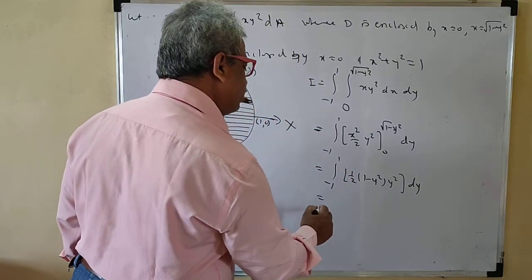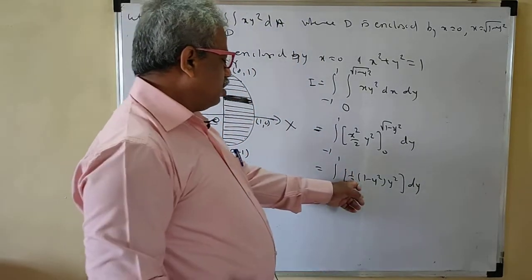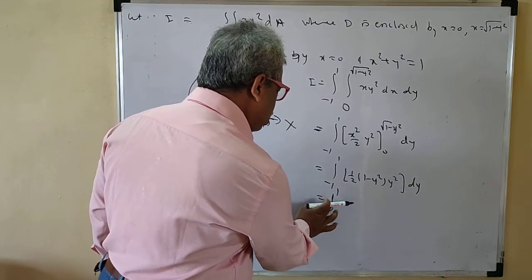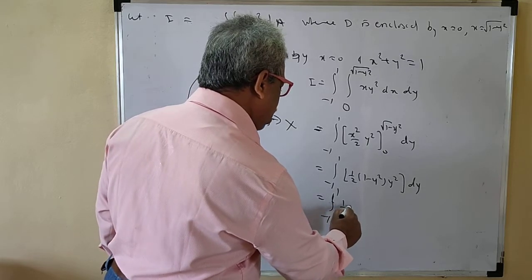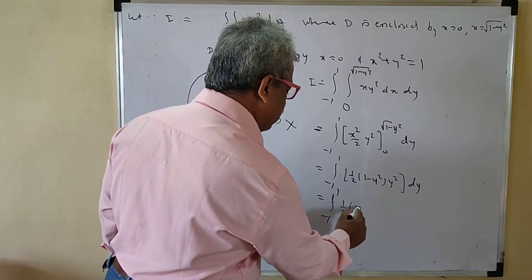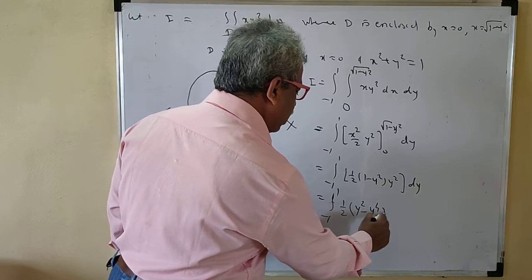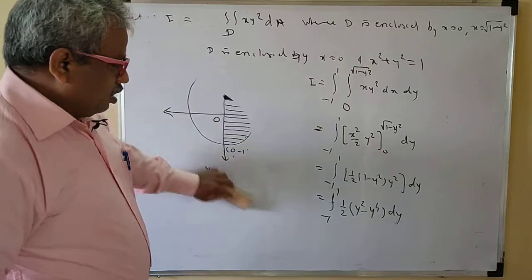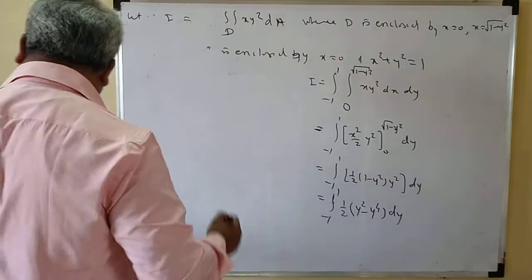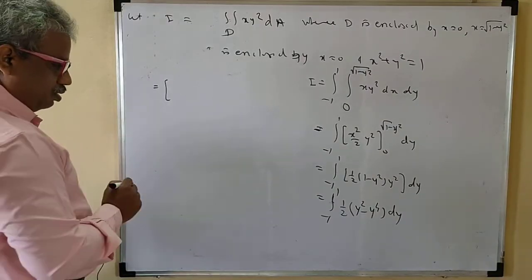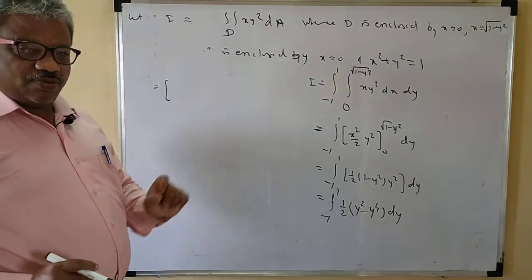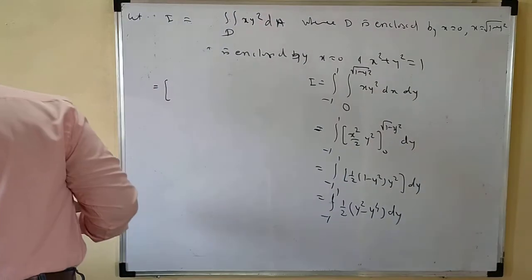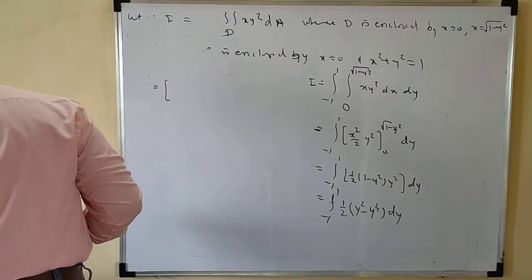So we will simplify this. What we get is integration from minus 1 to 1 of 1 half times y square minus y raised to 4, dy. Okay, so we don't need the figure now. Now see, this function is even. Your limit is from minus 1 to 1.